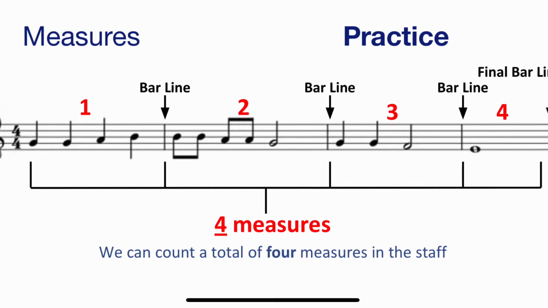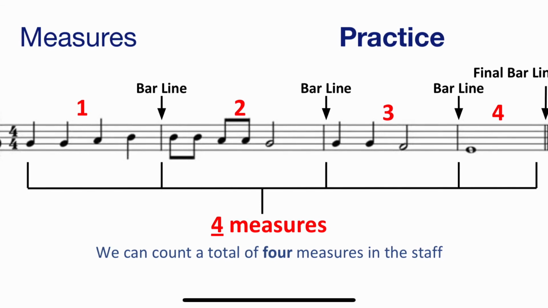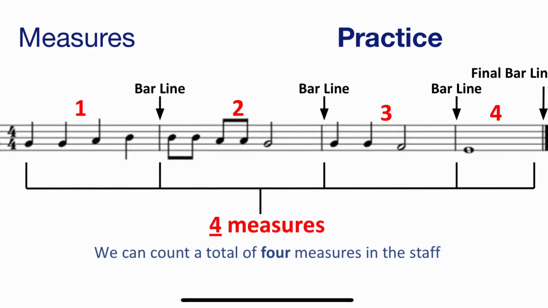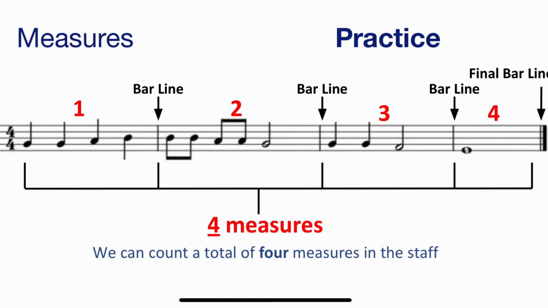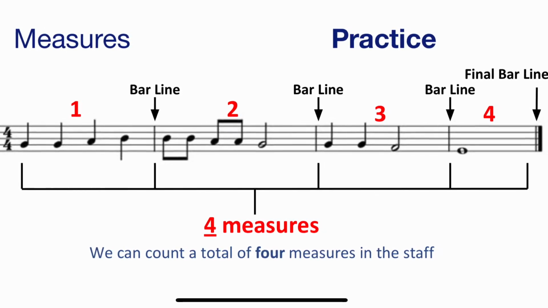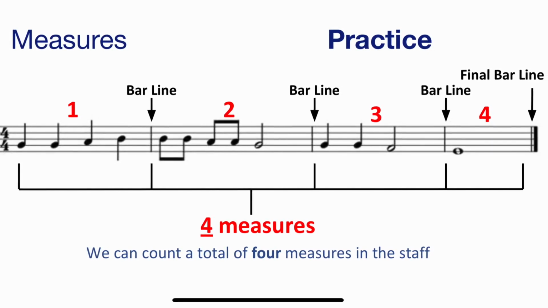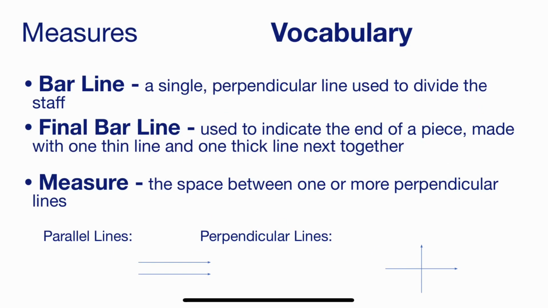If you counted up all those spaces, we have a total of 4 spaces, which means we have a total of 4 measures. We have some vocabulary for this lesson. We have the bar line, which is known as a single perpendicular line that's used to divide the staff. We also have the final bar line, which is used to indicate the end of the piece, and is also made with one thin line and then one thick line next together. Finally, we have the measure, which is known as the space between 1 or more perpendicular lines.